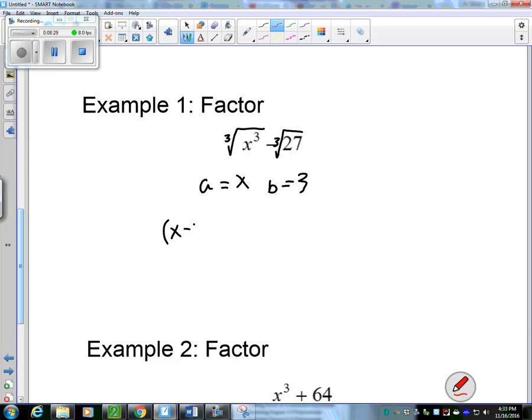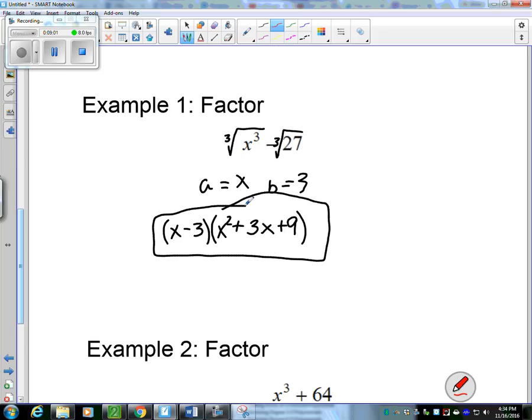Then you have a squared, so x squared. And then it's the opposite sign, since this is a subtraction, this has got to be a plus. And then it's a times b, so that's x times 3. And then it's always positive, and then you take the b and square it, so that's 9. And this is my answer using the difference of cubes formula.